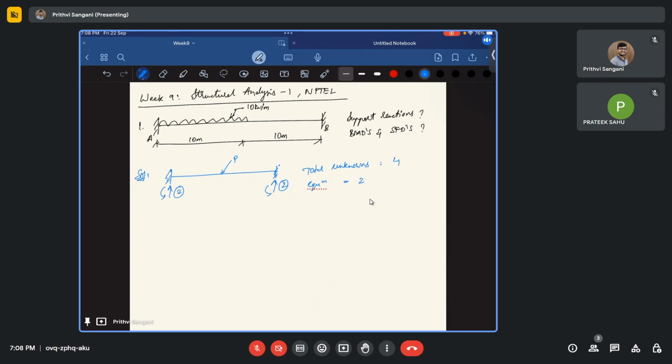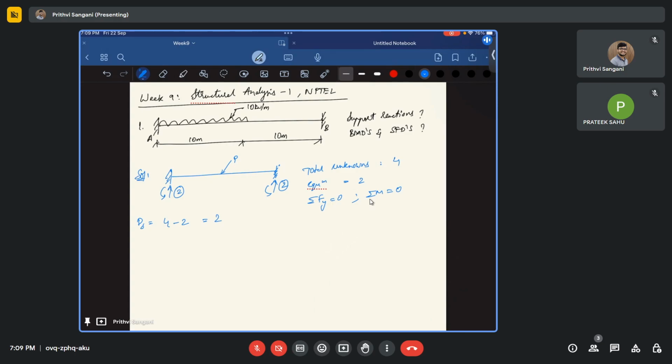So we have only two equilibrium equations, sigma Fy equal to 0 and sigma M equal to 0. The static indeterminacy is 4 minus 2, which is 2. This Ds equal to 2 represents that we need two extra equations in addition to the equilibrium equations to solve for the support reactions. So yes, it is an indeterminate structure. It is a fixed beam with two fixed supports, the degree of static indeterminacy is 2, and we need two extra equations.